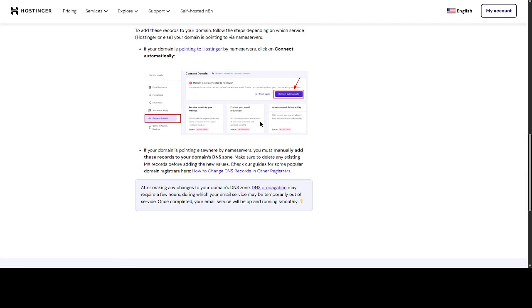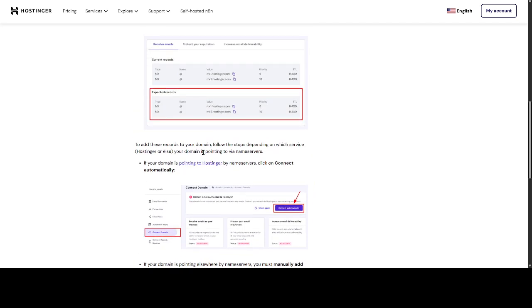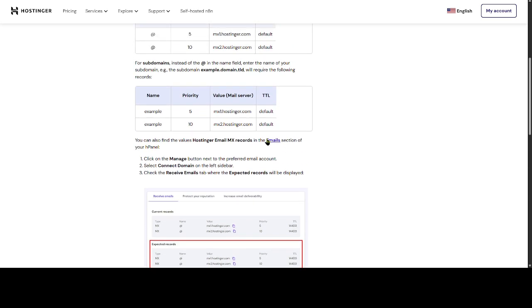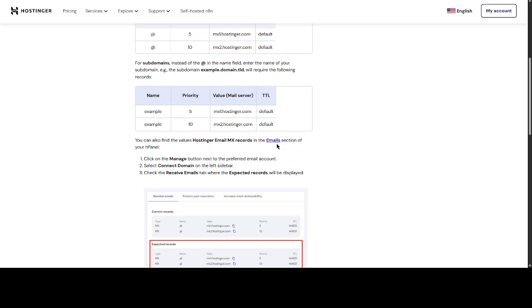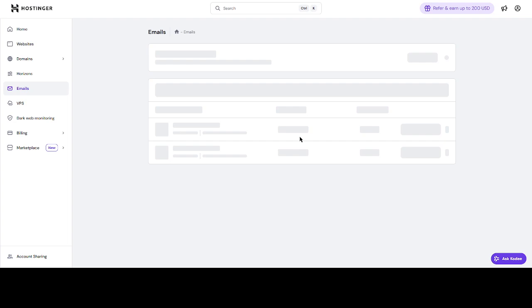Finally, if after all these steps the issue persists, don't hesitate to reach out to Hostinger support. Their customer service team can provide specialized assistance and help pinpoint any underlying issues affecting your email functionality. They're a valuable resource to ensure everything is operating smoothly. By following these steps, you should be well on your way to resolving any SMTP related issues.